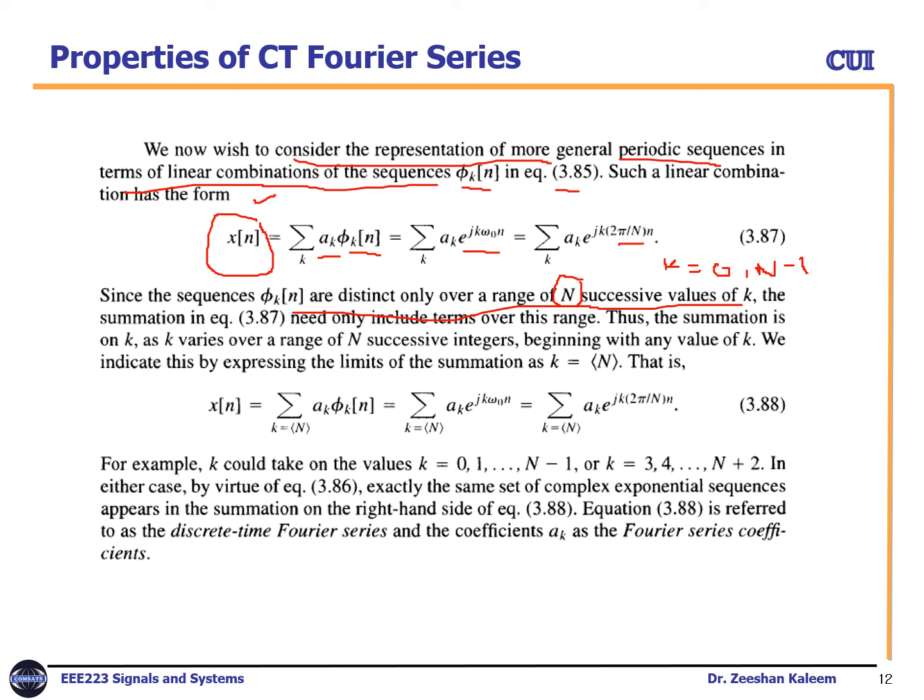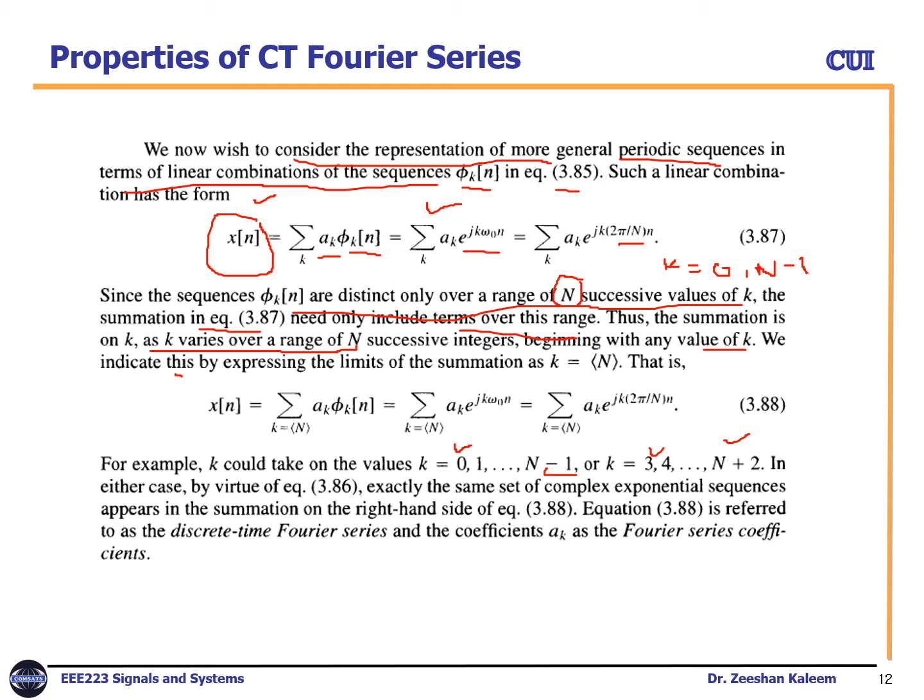The summation in equation 3.97 need only include terms over the range N, so we have to evaluate over the range N. Thus the summation is on k as k varies over a range of N successive integers, beginning with any value of k. Beginning with any value of k means k can start from 0 to N minus 1, or k can start from 3 to N plus 2. It doesn't matter because they are the same, but the starting point can be different.